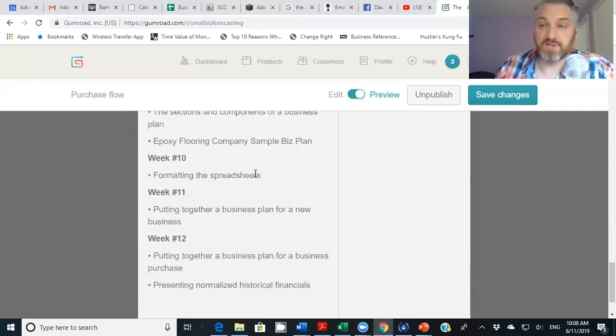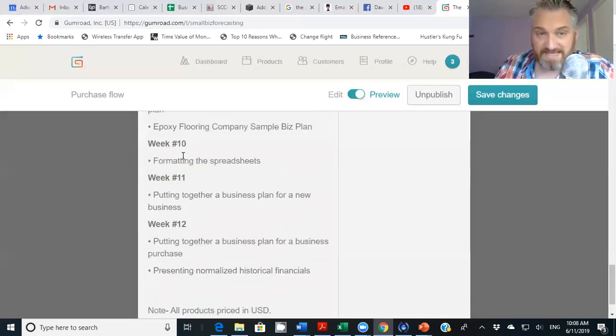We start formatting the spreadsheets to make them look nicer. And then in week 11, we put together a business plan for a new business. And in week number 12, we put together a business plan for a business purchase, which also includes, of course, normalizing historical financials. So this is the program.